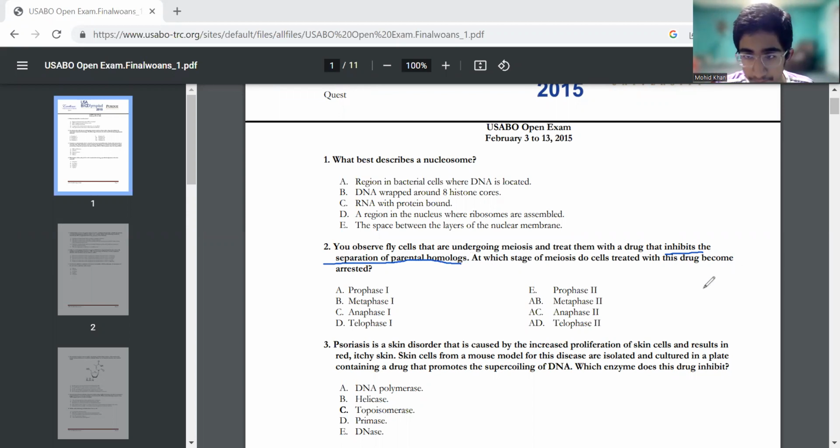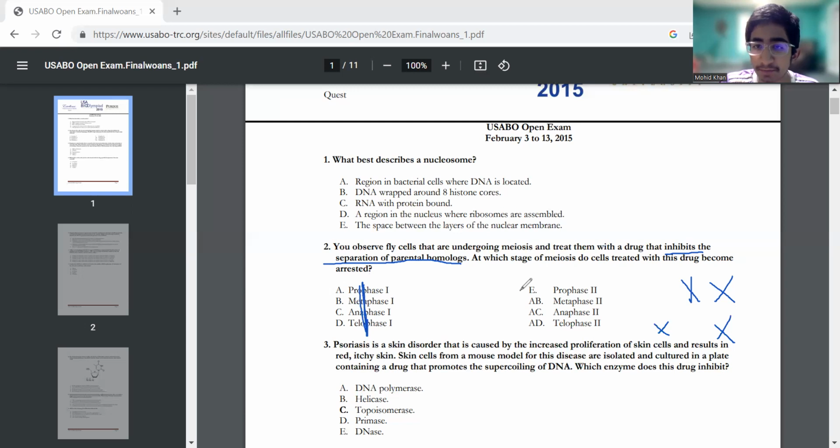we had chromosomes, and now crossing over and all that stuff has happened, and meiosis I has happened. We have these now, and these parental homologs, or the homologous chromosomes, are going to be separated into each of the gametes, should I say. And then at which stage of meiosis do cells treated with this drug become arrested? First of all, I already know it's not going to be any of these, because we're talking about parental homologs being separated. So it's not going to be meiosis I.